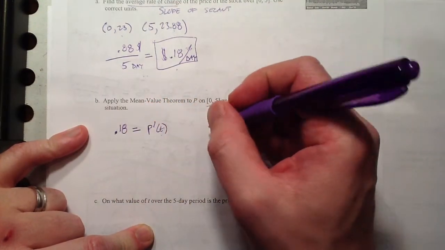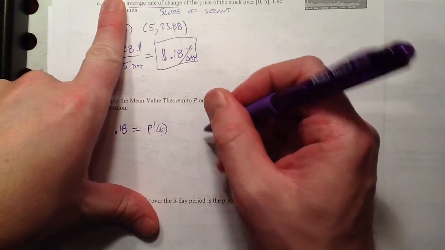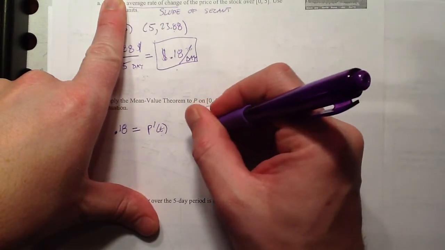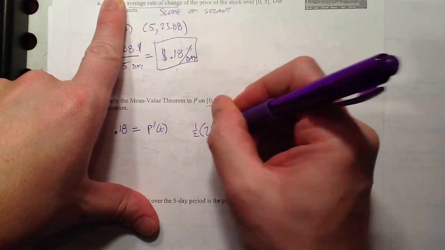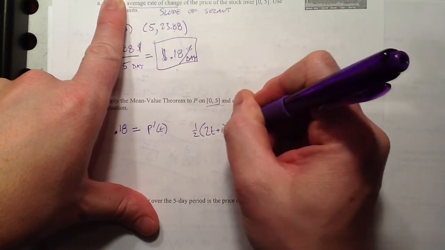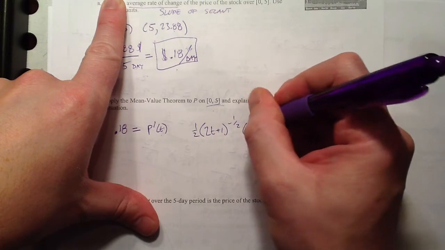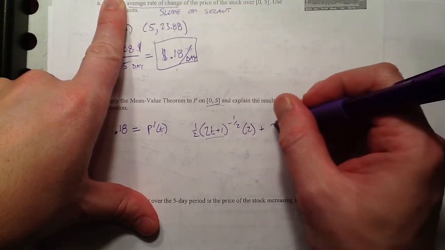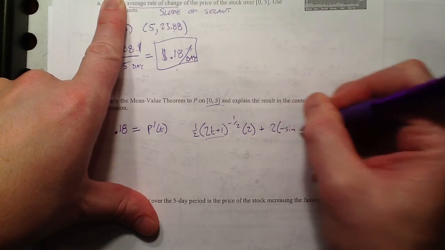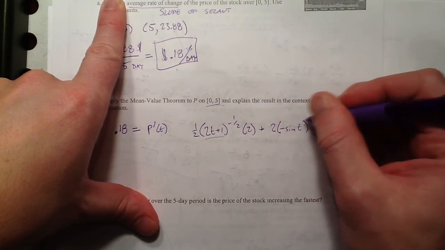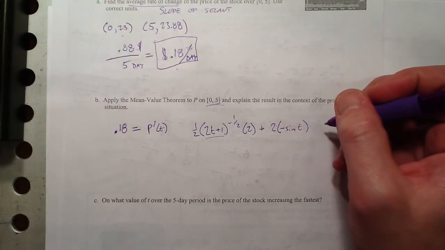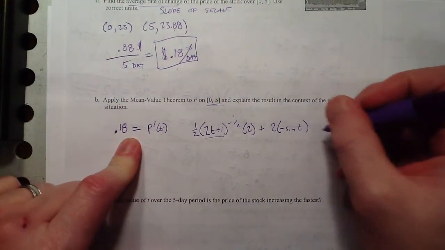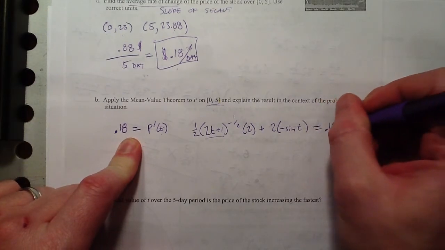P prime of t is using the power rule and chain rule. Don't forget to multiply by the 2 inside there. Plus 2 times negative sine t. Derivative of 20 is 0. Right? And we need to set that equal to 0.18.